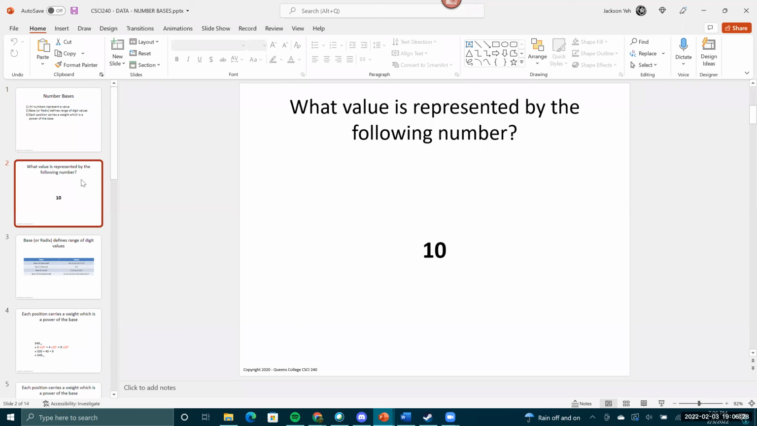What value is represented by the following number? You see that number in front of you, 10. What value does that represent? Feel free to take yourself off mute. This is a participatory class. 10. 10, right? That's the easiest answer.